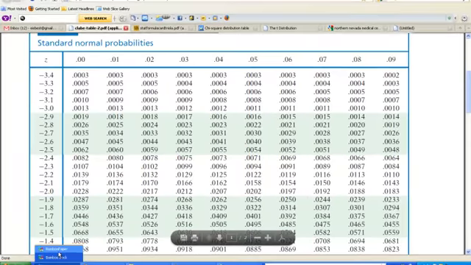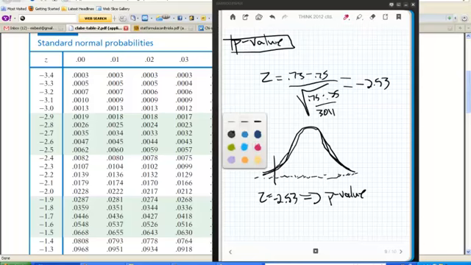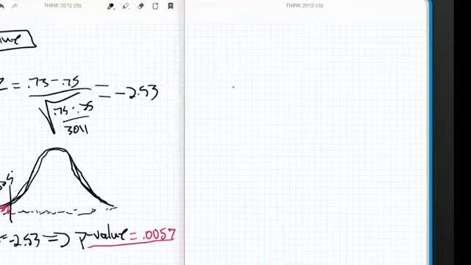All right, so back here, that implies that the probability of getting a value at least as extreme, in other words, of ending up out in this crazy land, is 0.0057. That's a very small amount. But the question is, is it small enough? And the answer is yes. All right, here's why.